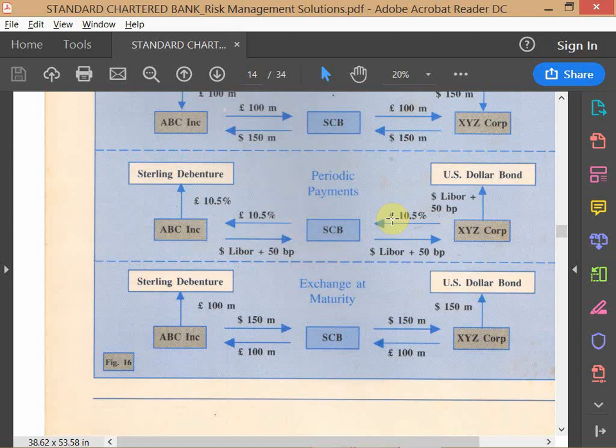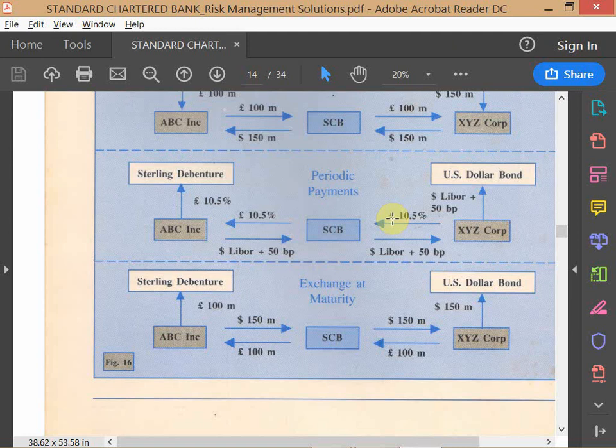Yes, so these two will cancel out. The two flows will cancel out, and you'll be left with the fixed rate sterling. Is this clear? Okay, so this is the hedge. So entering into the swap is the hedge transaction, and the position that they have in the swap is the hedge position. Okay, so you can see that obviously XYZ's position is the opposite of SCB's position. SCB has the opposite position, right?